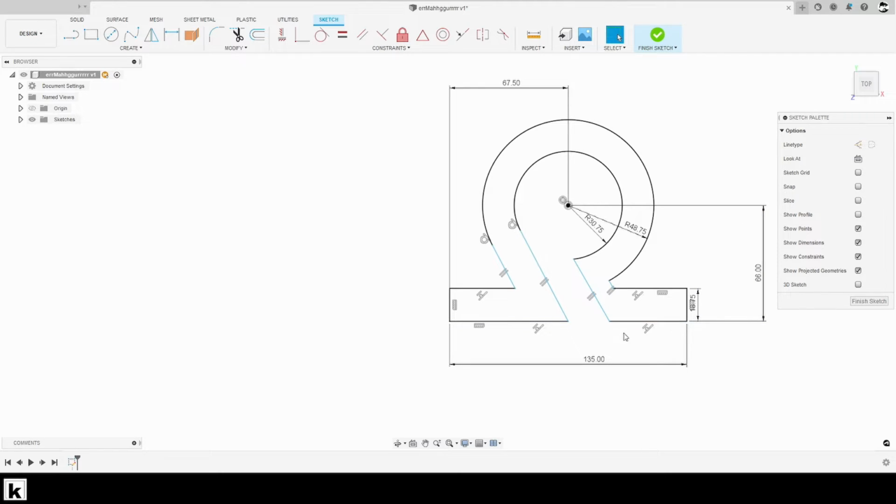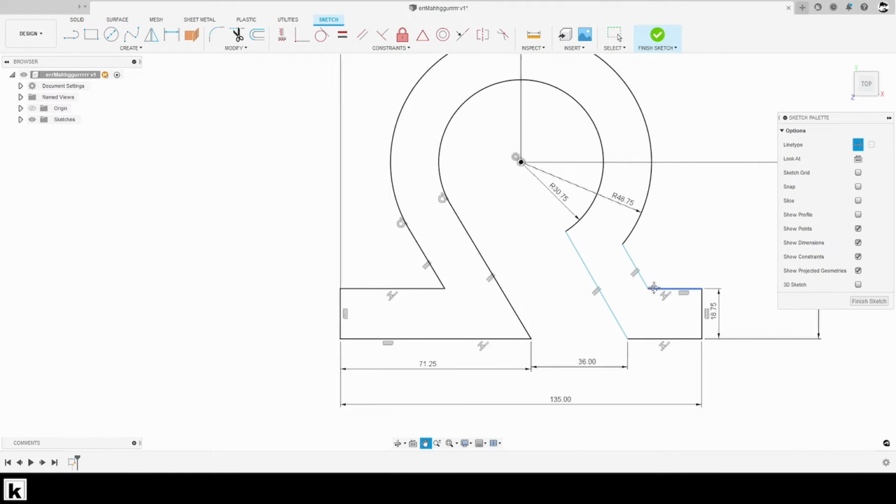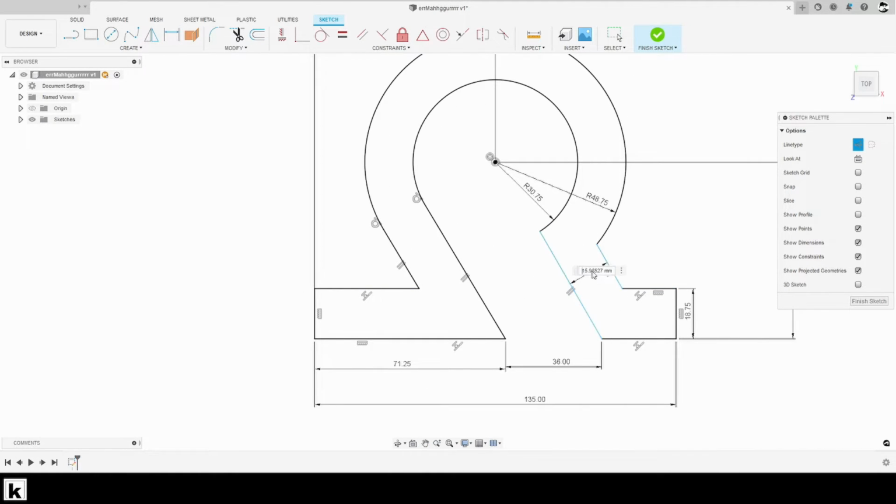We have our height. This leg, 71.25. The gap distance horizontally, 36. 16.5.